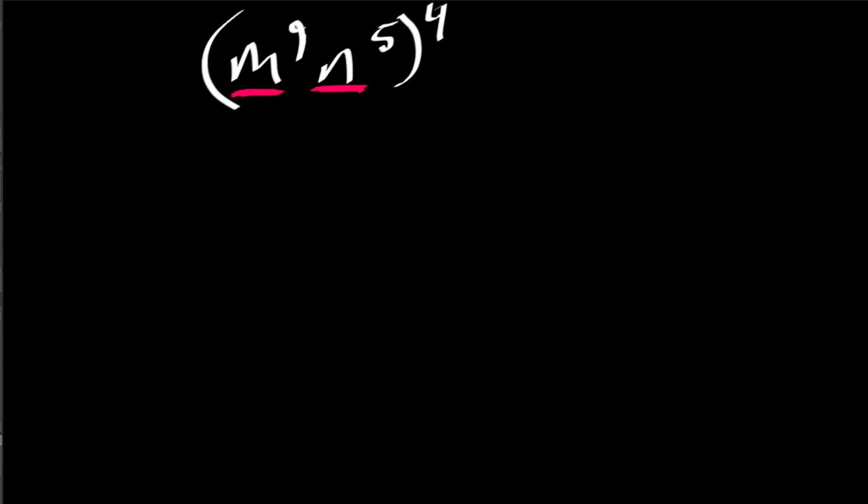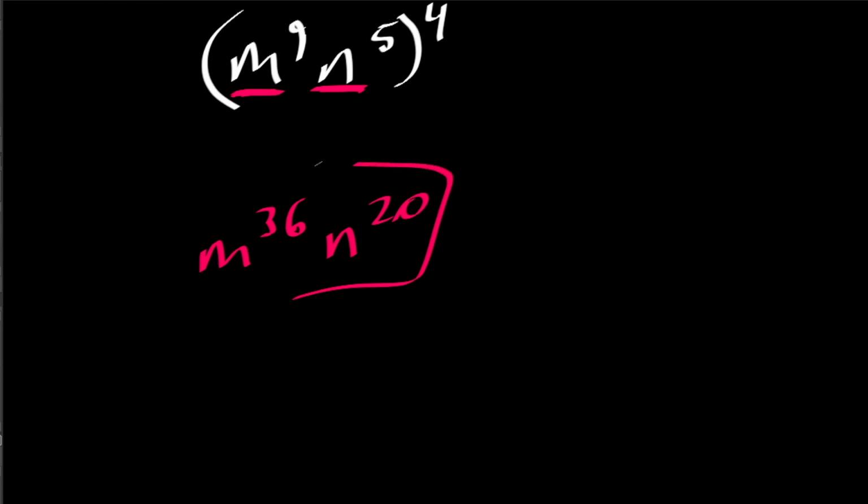I multiply the 9 and 4, and it gives me m to the 36th. Now I'm going to do n to the 5th to the 4th power, and once again I'm going to multiply those exponents, so it's going to give me n to the 20th. All right, let's look at one more example like that.